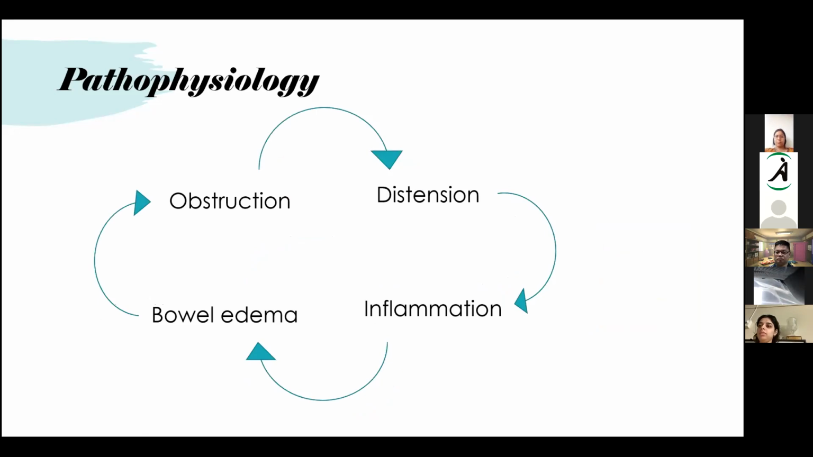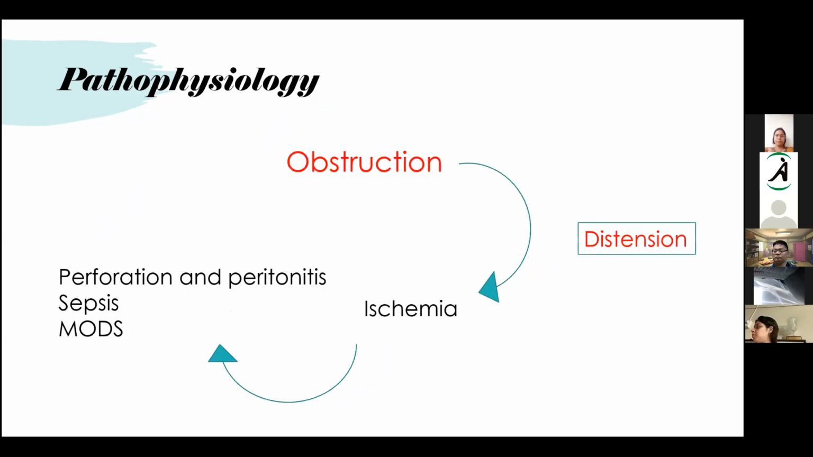So already there is an obstruction. Now, if the bowel becomes edematous, the obstruction will again increase. So it will again go to increased distension, and this cycle will go on for some time. After some time, the bowel will keep on dilating, and finally there will be decreased blood supply. There is a block, the bowel will get distended, the blood flow to that particular part will be reduced, and finally it will result in bowel ischemia.